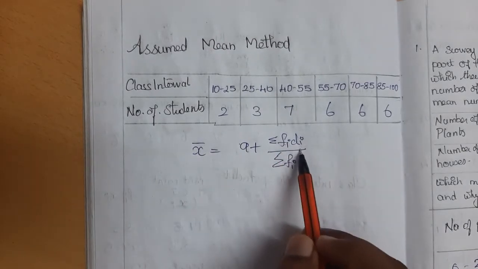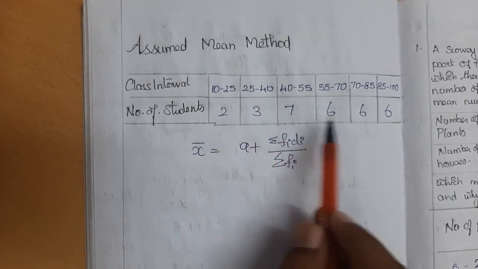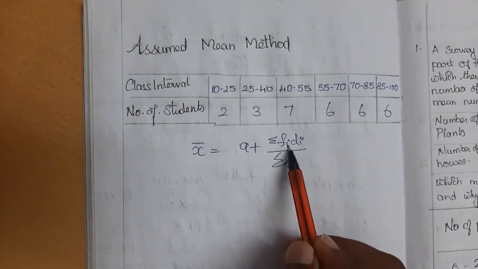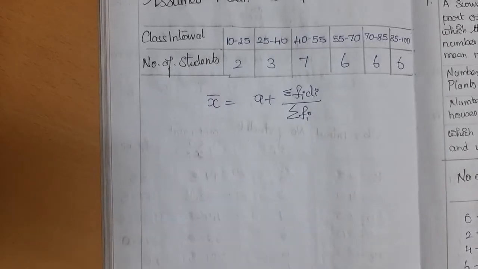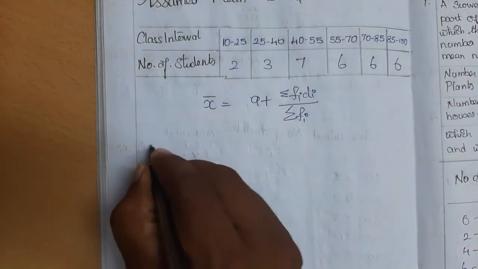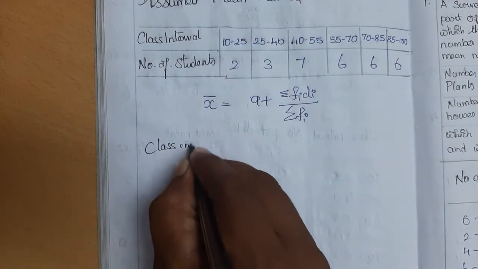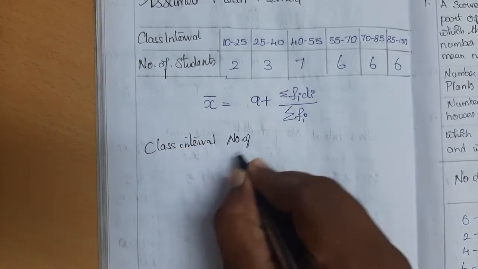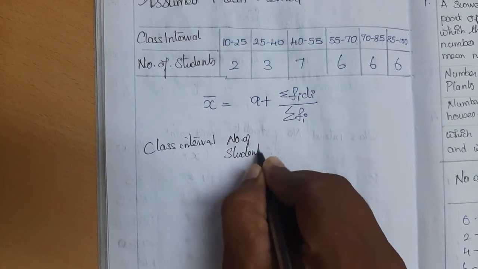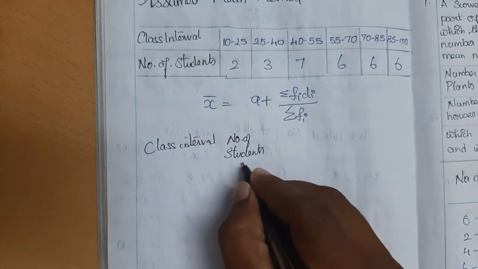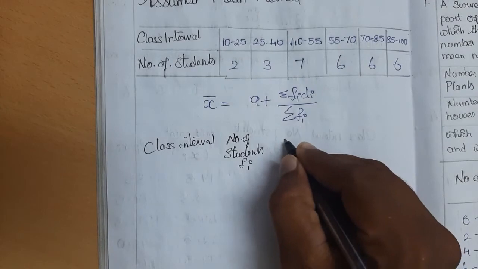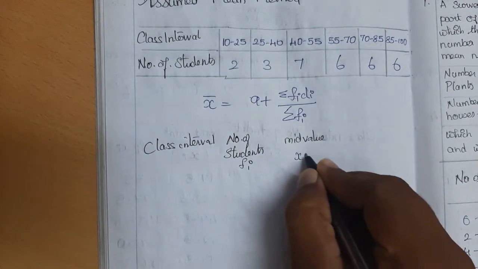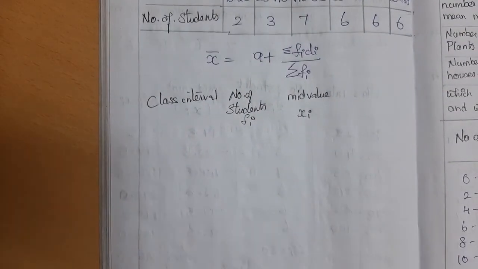We have to find d, which is nothing but x minus the assumed mean. So from the values we are going to subtract the assumed value, then we will multiply. So let me draw the table. First is for the same class interval, next is for the number of students, which as usual we will find as fi. Next we will find the mid value, right? Xi.